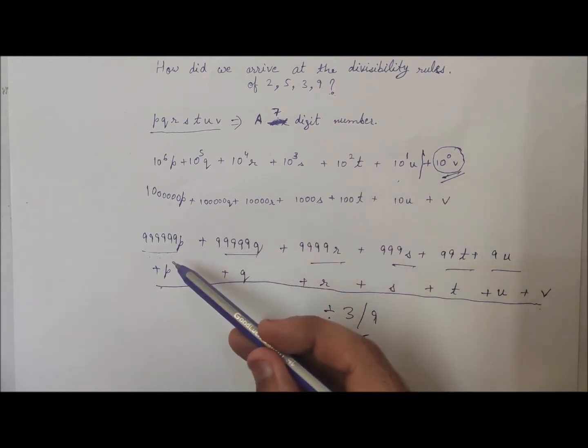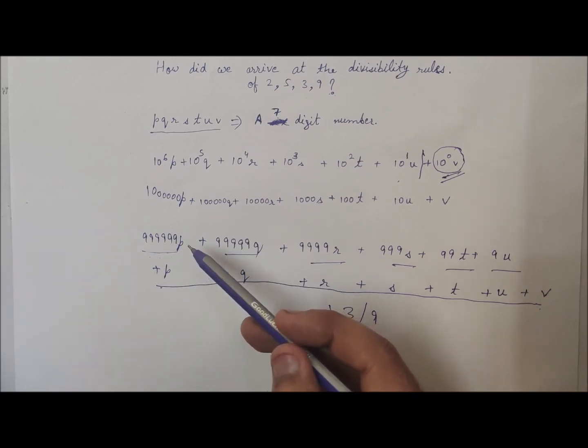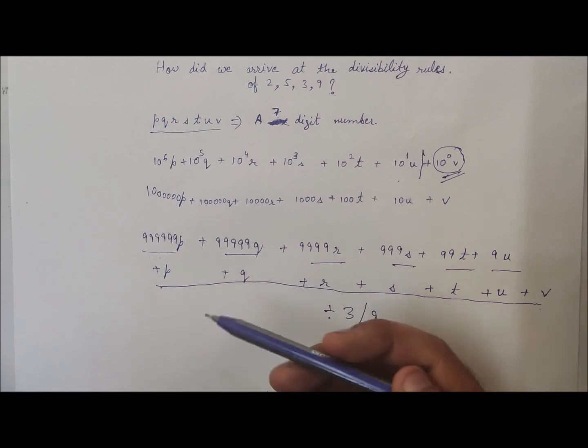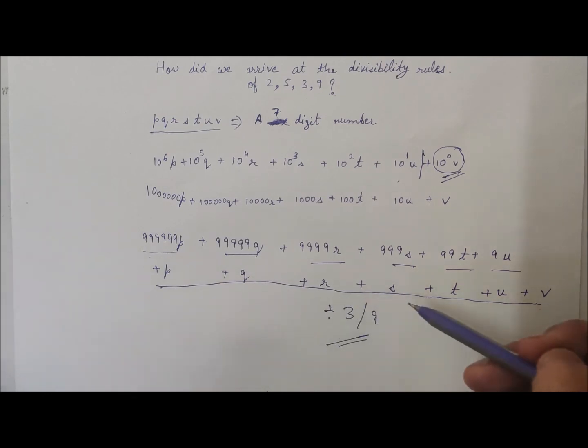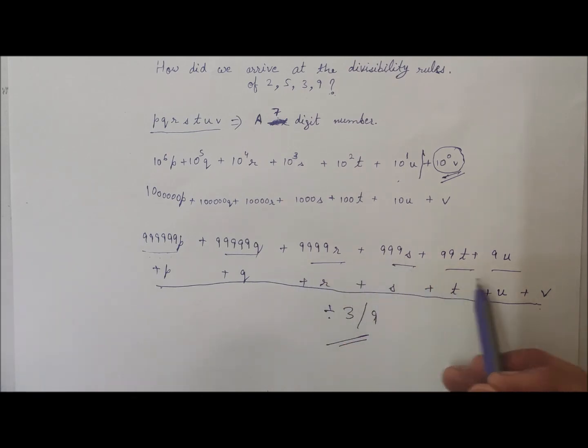For 3 and 9, we took out a digit from each of the digits, and the remaining was divisible by 3 as well as 9. So we just needed to check the sum, whether it is divisible by 3 and 9.